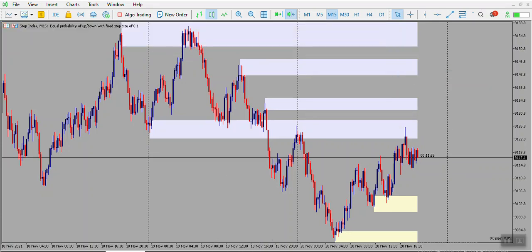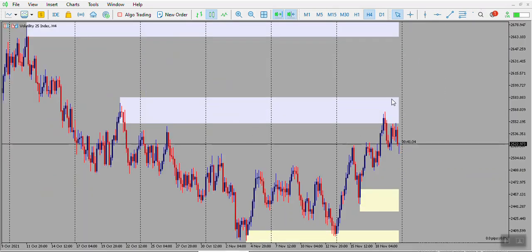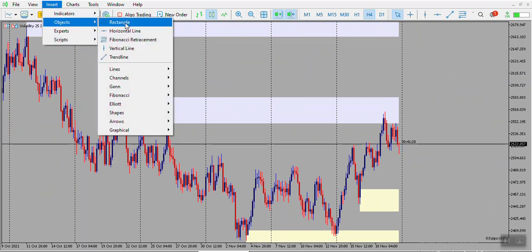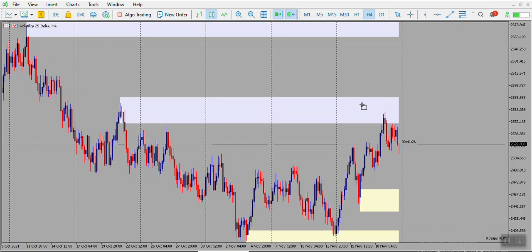So let me check volatility 25. This one happened today. I witnessed this one, it happens today. So this is the retest of the 4-hour supply zone on the 4-hour time frame. We also have a retest here for a buy. So let's see if any of them gave a setup.